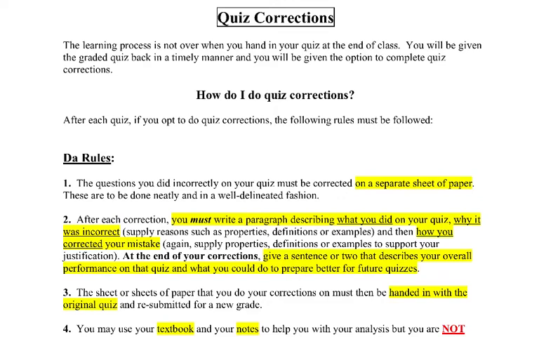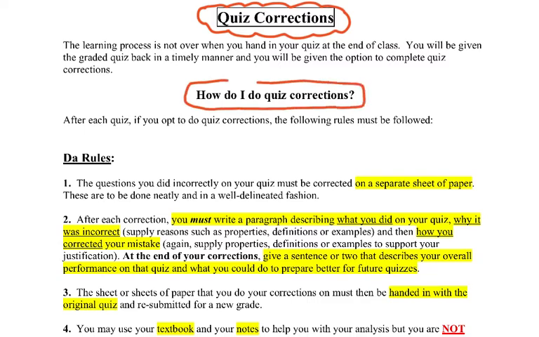Hey friends! So, you've gotten a quiz back, and whether you did well or didn't do as well as you hoped, there's a chance to get some points back and fix your mistakes. And we call those quiz corrections. And I love that we offer quiz corrections in our class, always starting with the second quiz and pretty much going to the end of the year. So, how do we do quiz corrections? Well, follow this guide and you'll be good to go.